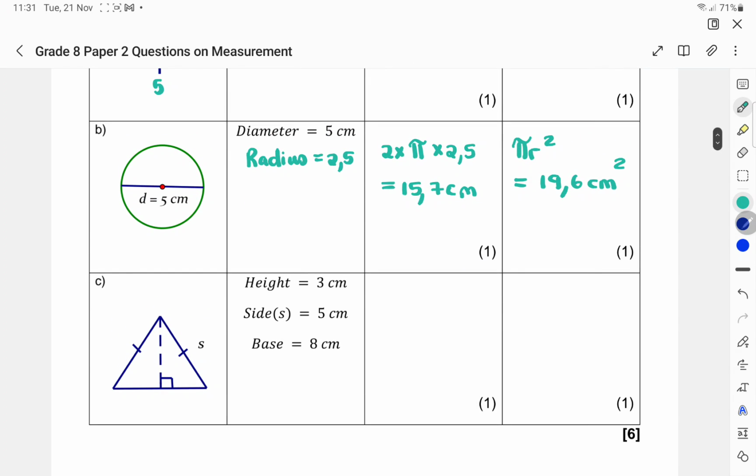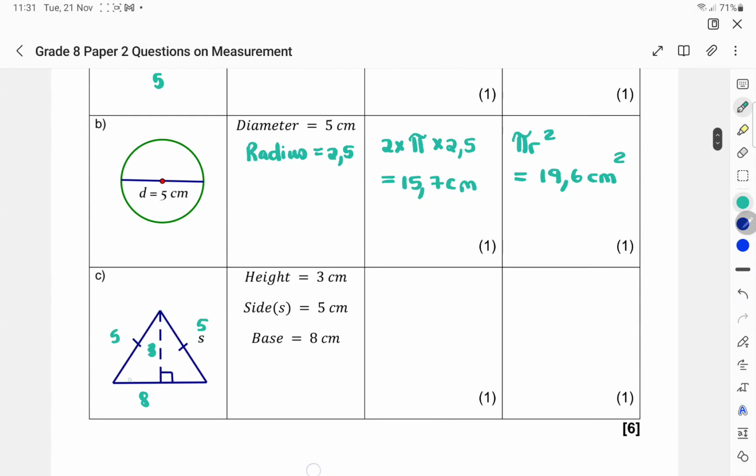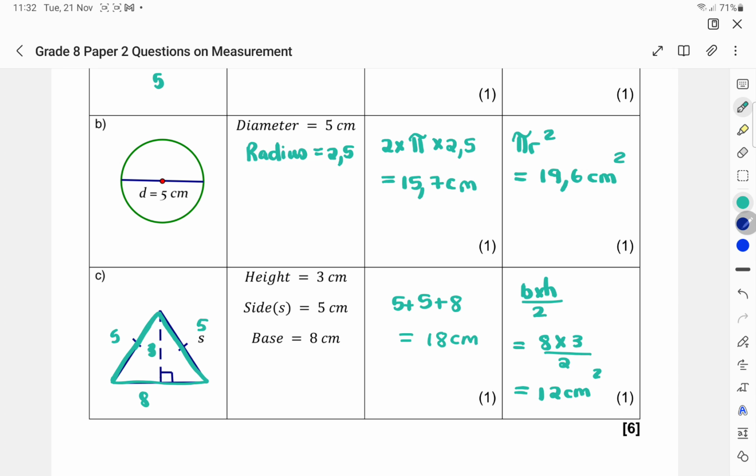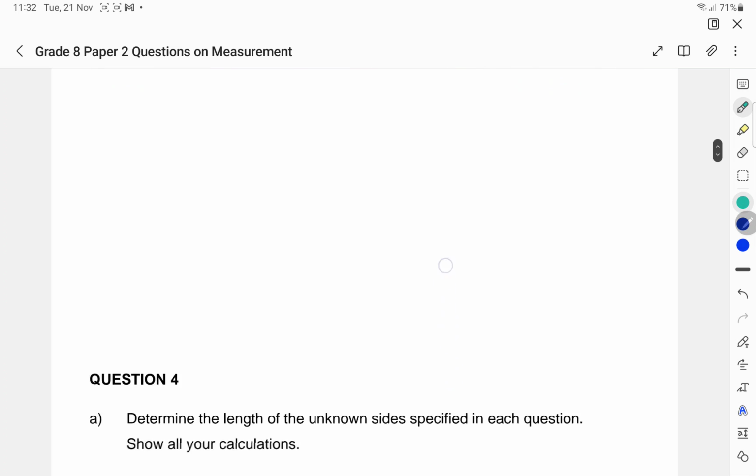Right, with the triangle, the height given here is 3, the sides are 5, and the base is 8. So the perimeter is just 5 plus 5 plus 8, nothing to do with the inside there. The perimeter is the outer lengths of a shape, which gives you 18 centimeters, and then the area is base times the height divided by 2. So 8 times 3 divided by 2 gives you 12 centimeters squared. Okay, not so hard. Hopefully.